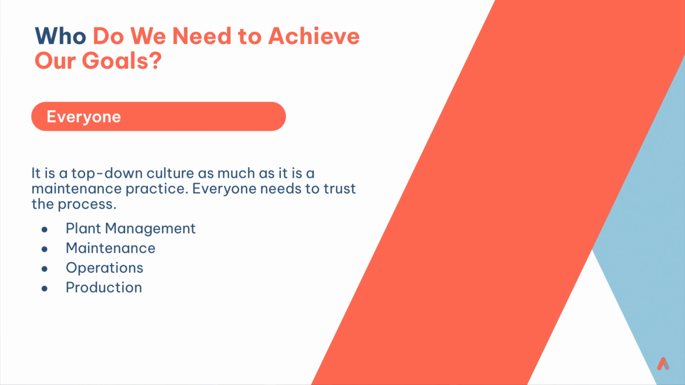Who do we need to achieve these goals? Everyone in the facility needs to be involved. It's a top-down culture of maintenance and reliability that needs to trust our practices, trust our plan, and implement the process. The plant management needs to buy in that these early detection faults are detected. Maintenance needs to make the corrections. Operations needs to trust when we tell them a machine is failing that it's failed. And production needs to know how to plan for those failures so that they can meet their goals.